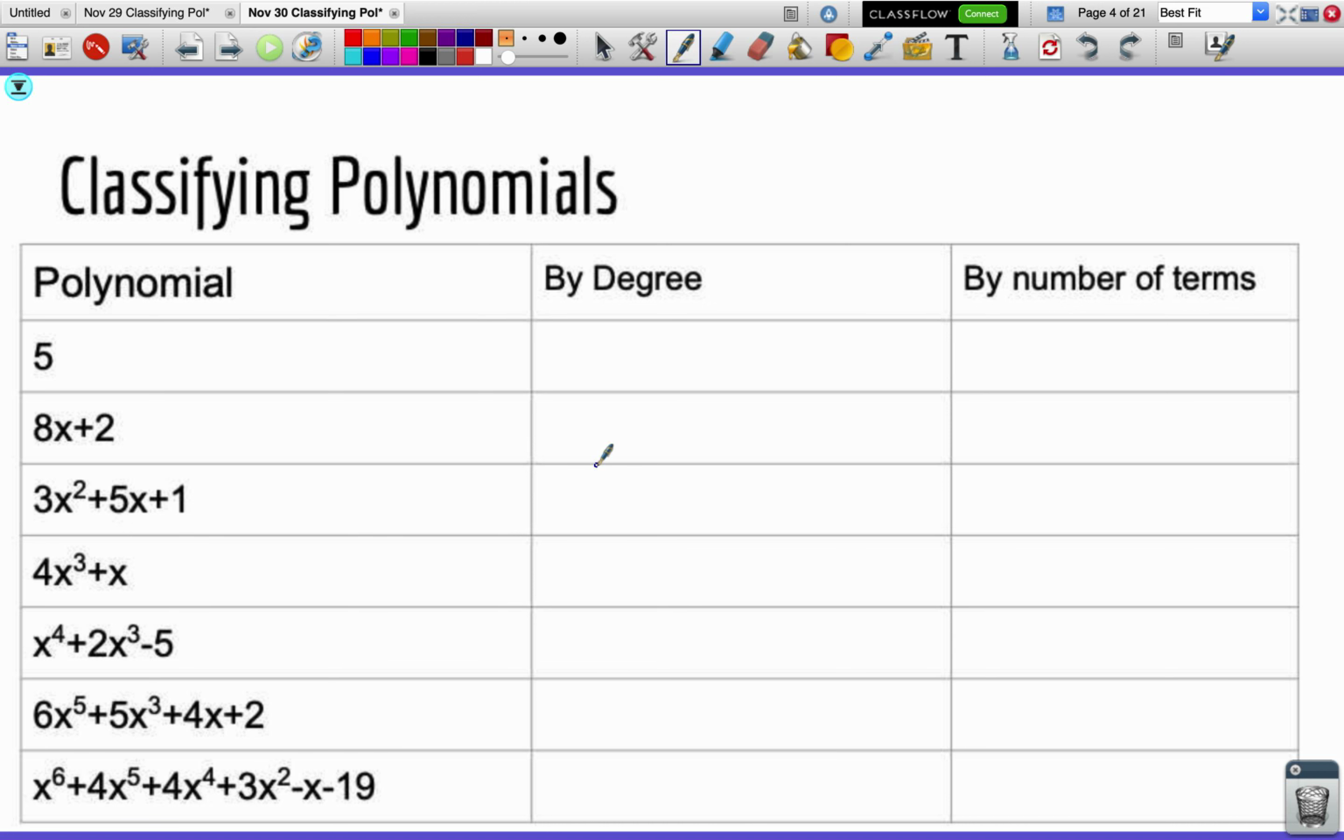So here I've got a bunch of examples of different polynomials for you. Let's go through them one at a time, write them down, and then we're going to write a name for this polynomial, classifying it by either its degree or its number of terms. All right, degree, that's a vocab word for you. That means the largest exponent in an expression.